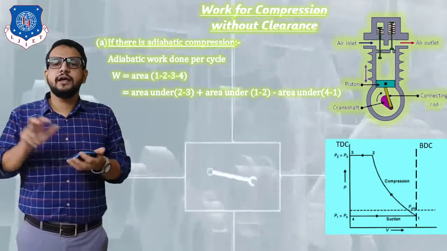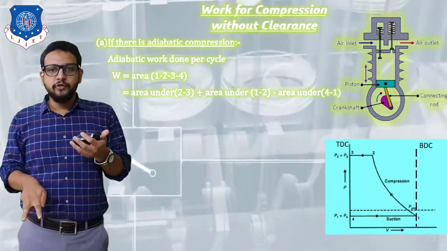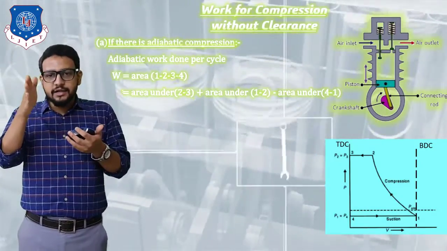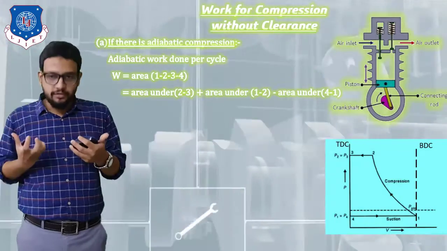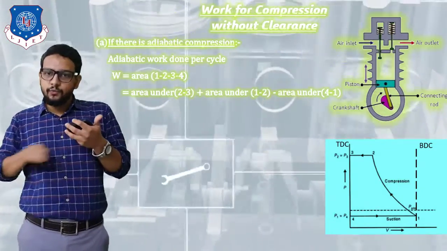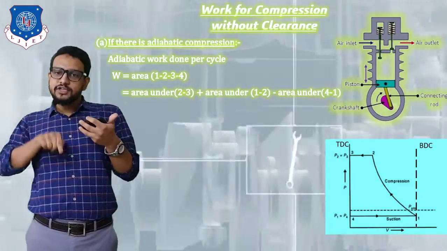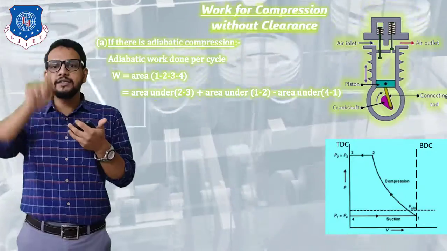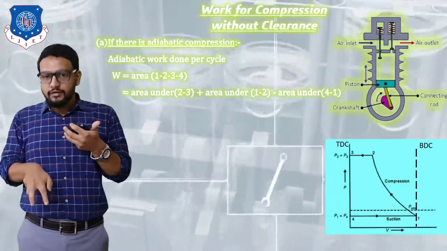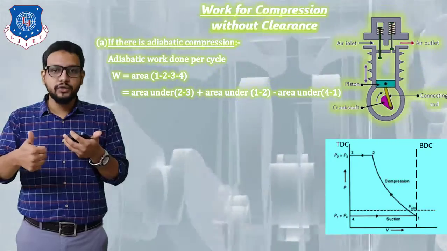Now just think how we can determine the work done for the area under 2 to 3. We can say that 2 to 3 forms a rectangle, right? So I can say length into breadth. How much is the length? The length is V2, seeing along the volume axis. And how much is the height? The height is P2. So the area for work done will be P2 V2, for the area under 2 to 3.